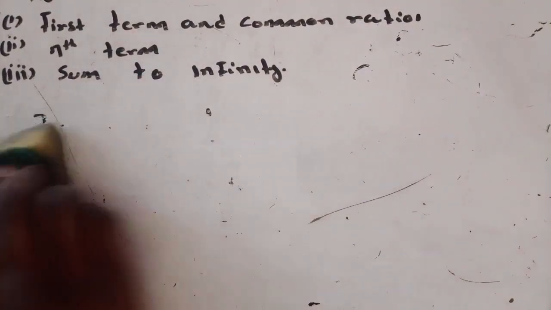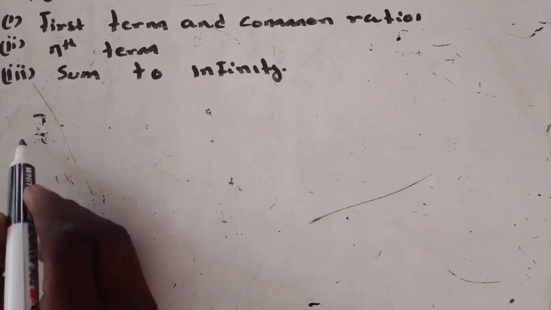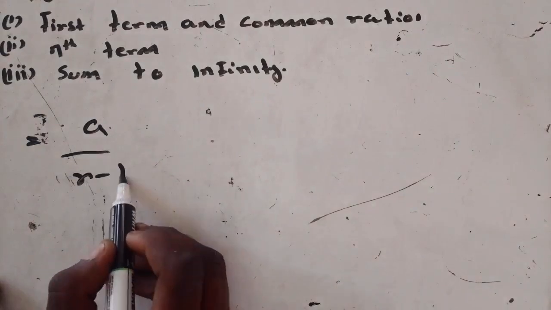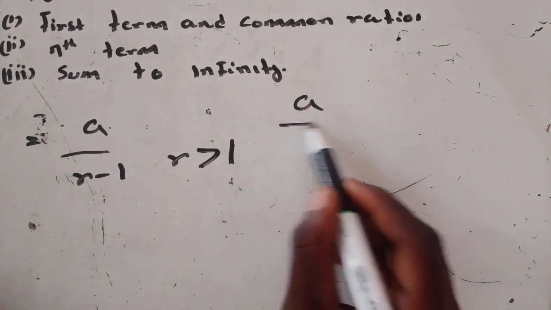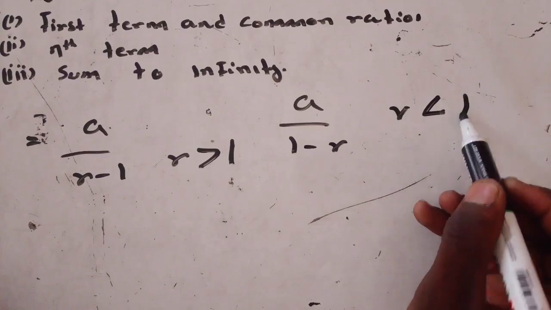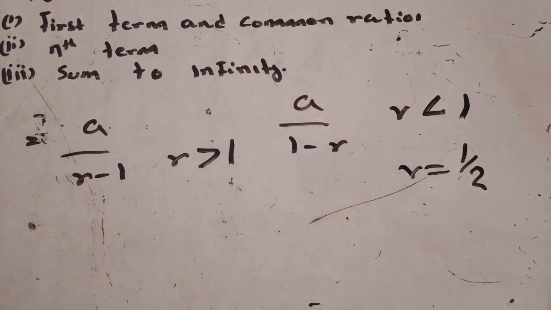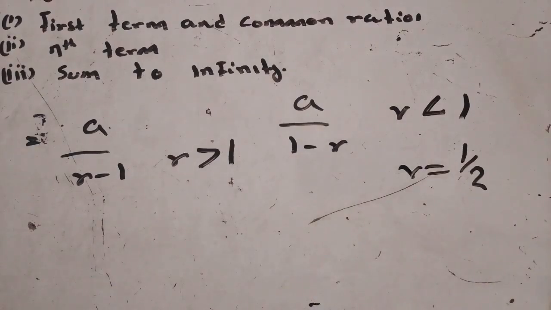We know that we have two methods which we use to find the sum. The first one is sum to infinity is equal to a over r minus 1. We use this one when r is greater than 1, or a over 1 minus r. We use this second one when r is less than 1. We found our r to be 1 over 2. So this means that our r is less than 1 because this is 0.5 and 0.5 is less than 1. So we're going to use this second method.